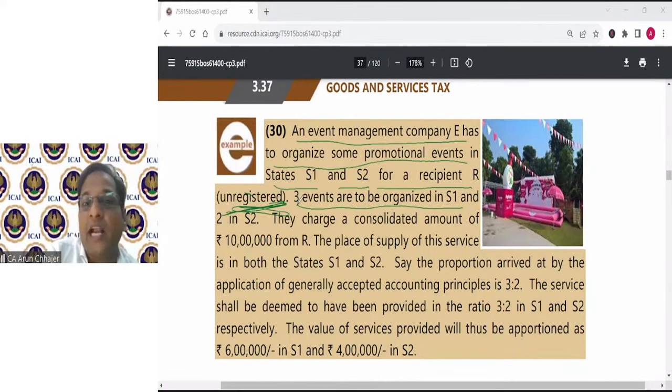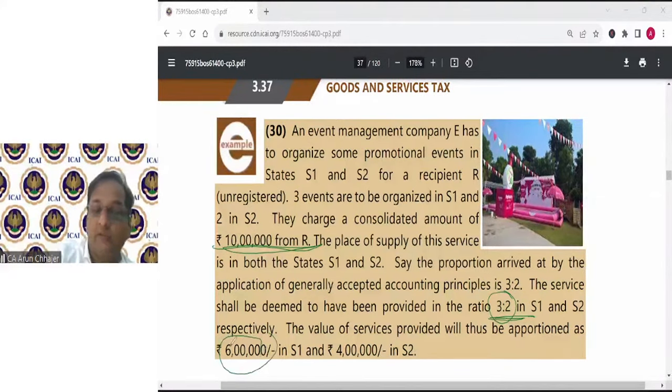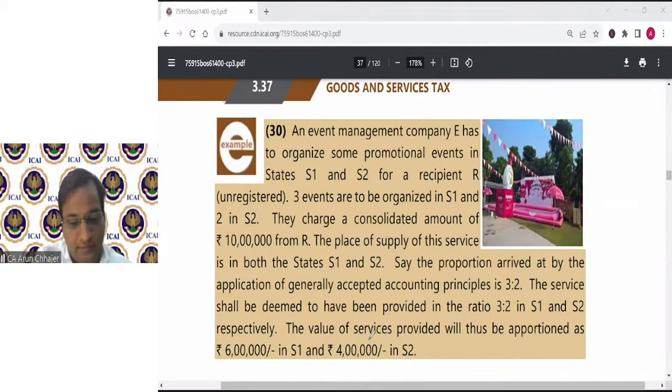The 3 events are to be organized in S1 and 2 events are to be organized in S2. What is the concept? Generally accepted accounting principles. We will apportion in the ratio of 3:2. Total amount being charged is 10 lakh rupees, so 10 lakh will be apportioned in 3:2. So I can say 6 lakh for S1 and 4 lakh for S2. Clear, na?